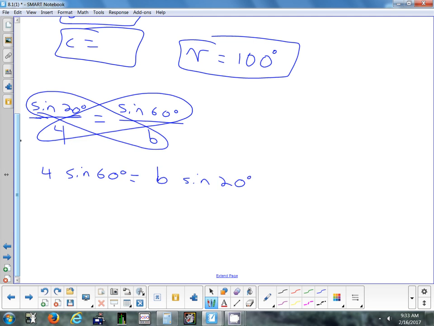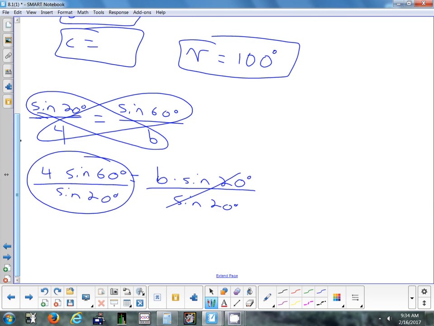And now my last step, to get B by itself, I got to get sine of 20 on the other side. So divide by sine 20. And divide by sine 20. And that's our answer. Okay, we need to type that in and round it off. But notice I didn't use a calculator for anything in this problem until the very last step.